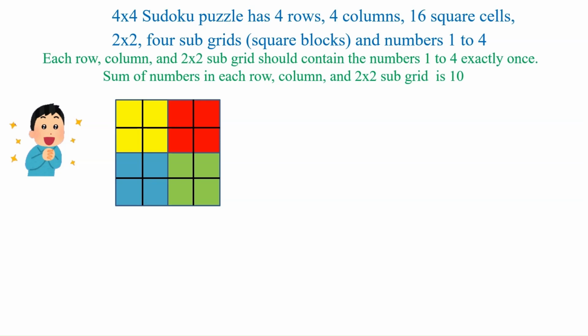Each row and column and 2 by 2 square grid should contain the numbers 1 to 4 exactly once. And the sum of the numbers in each row, column and 2 by 2 subgrid is 10.